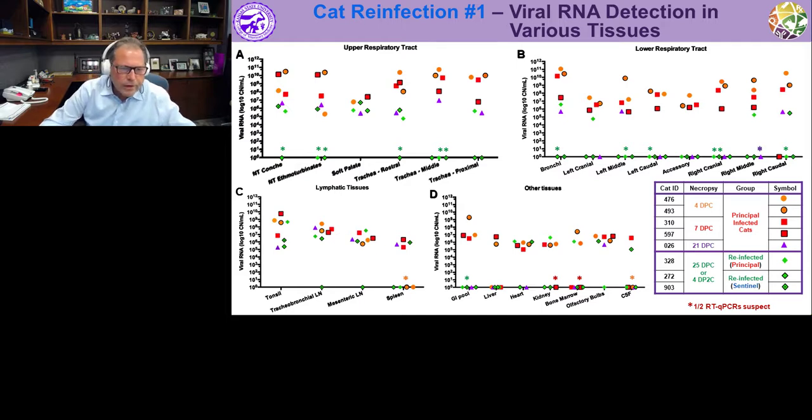The story is different when we look at lymphatic tissues, similar tonsils, lymph node, spleen. Many of these tissues in these reinfected animals were still positive 4 days after reinfection. And when we did other tissues like the GI tract, liver, etc., we found that still some of these tissues were positive on day 4 post-reinfection, like the heart, like the olfactory bulb, and the bone marrow.